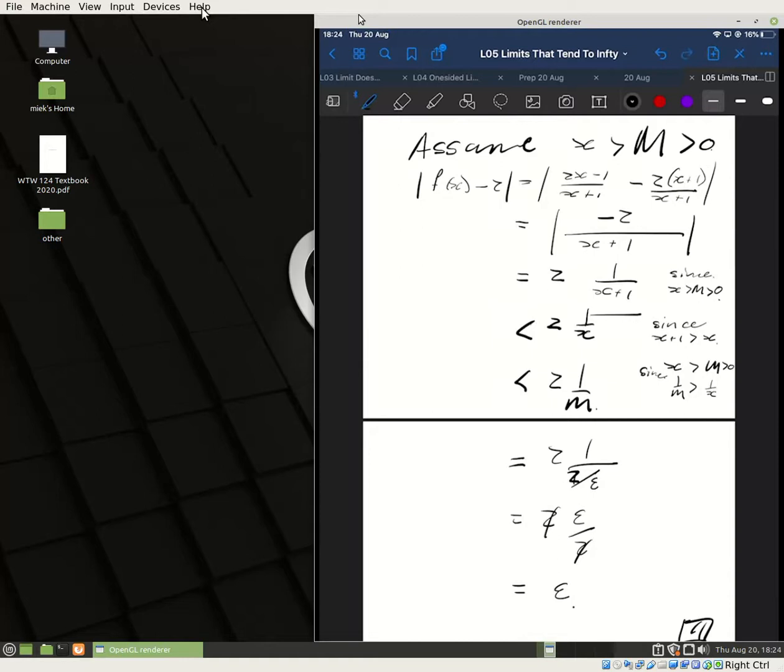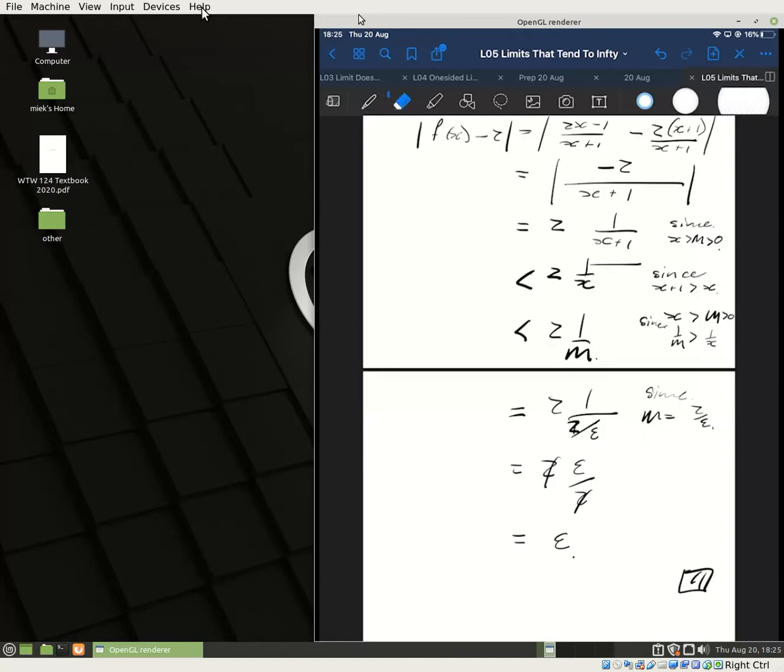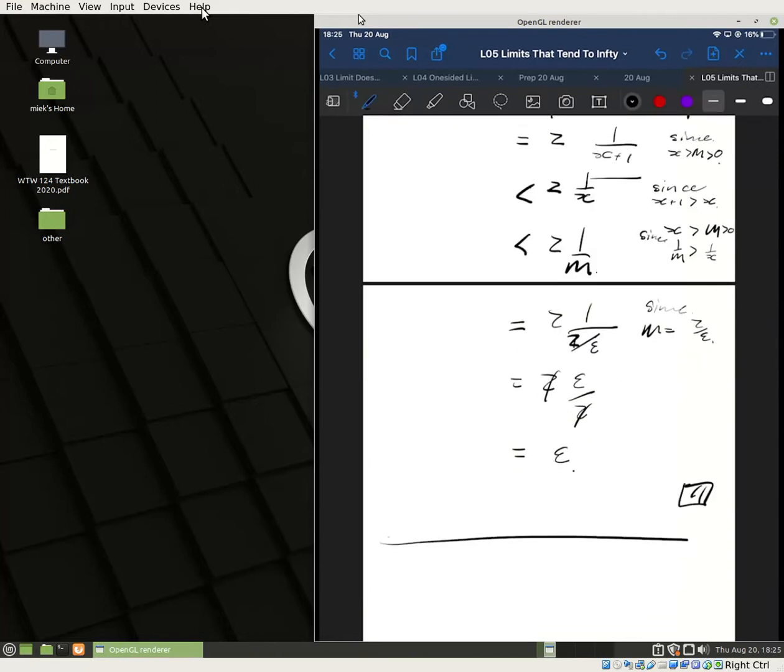Let's add here. How do we get from here to here, since m is equal to 2 over epsilon? Okay, and that finishes this example.